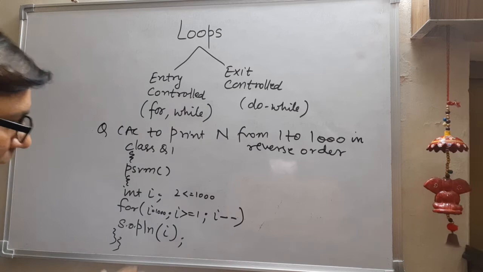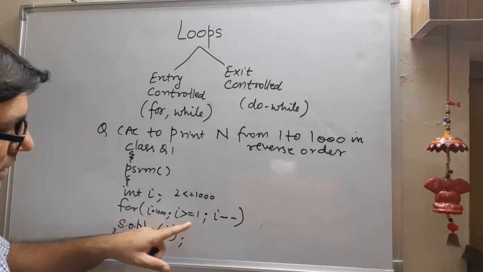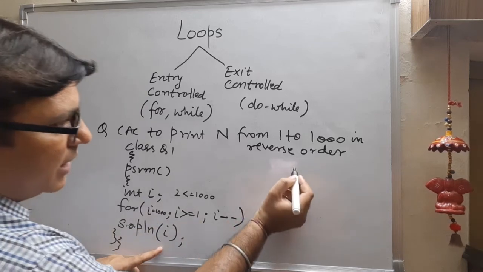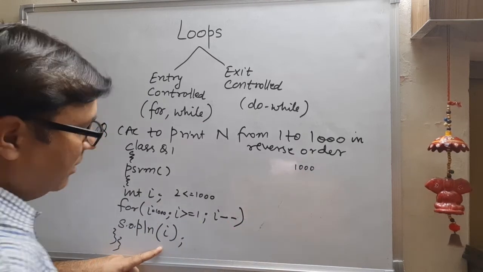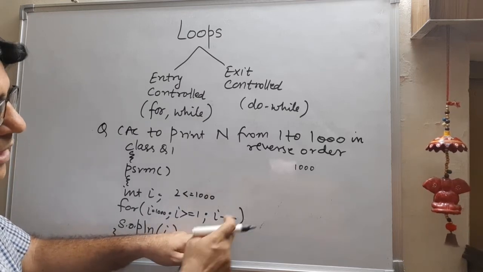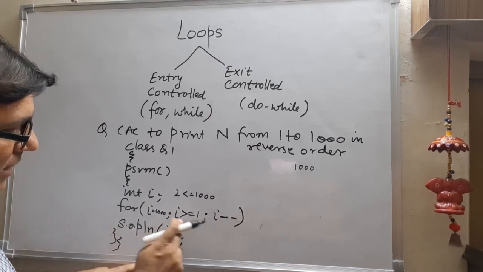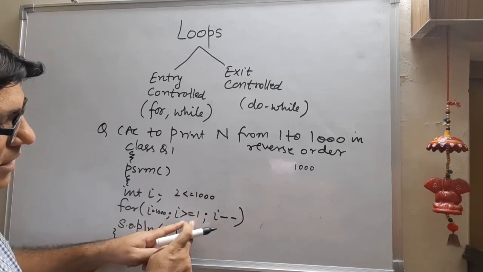So first of all, the initial value of i will be 1000. So 1000 is greater than or equal to 1. This is true. So i will be printed, that is 1000 is printed on the screen. Then after that, i-- means this will become 999. So 999 is greater than or equal to 1. This condition is again true.